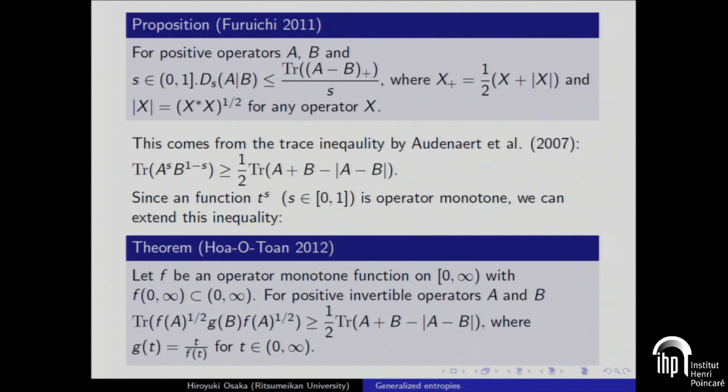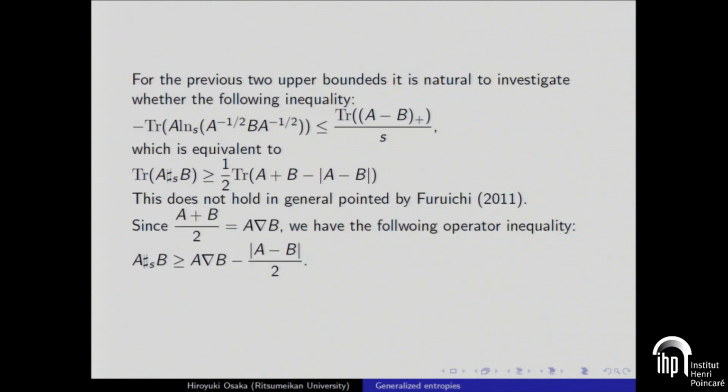So anyway, after Furuichi presented two upper bounds for Tsallis entropy, he gave us a question like this one. Is this inequality true or not? This is the two upper bounds for the Tsallis entropy. So he checks whether this one is true or not.